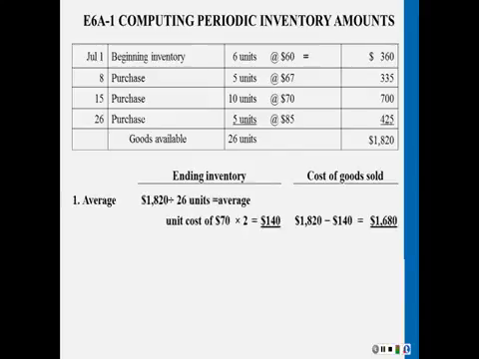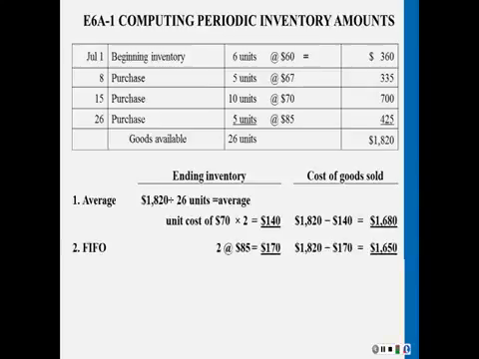For the average, we take the $1,820 spent divided by the 26 units to come up with the average. We take the average cost, which is $70, multiplied by the 2 units on hand, gives us $140. The goods available minus the ending inventory, the cost of goods sold is $1,680.